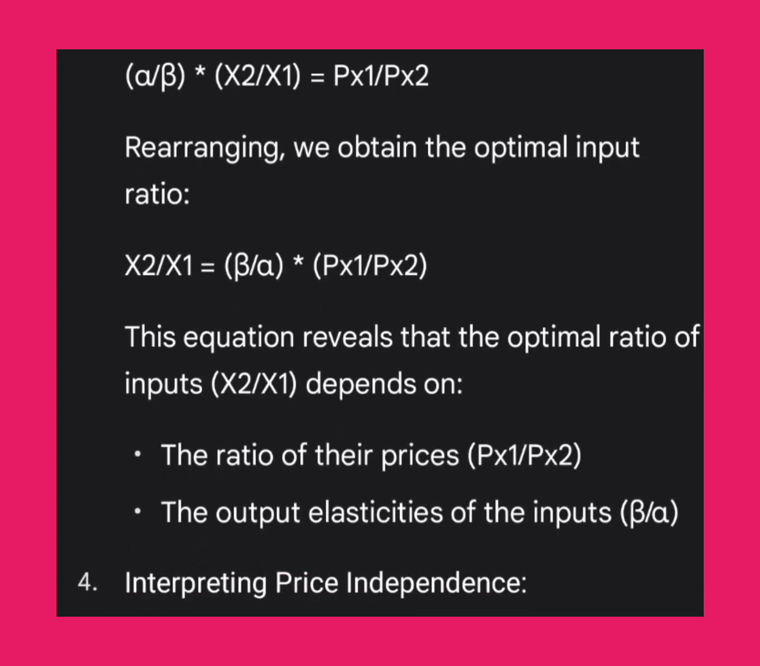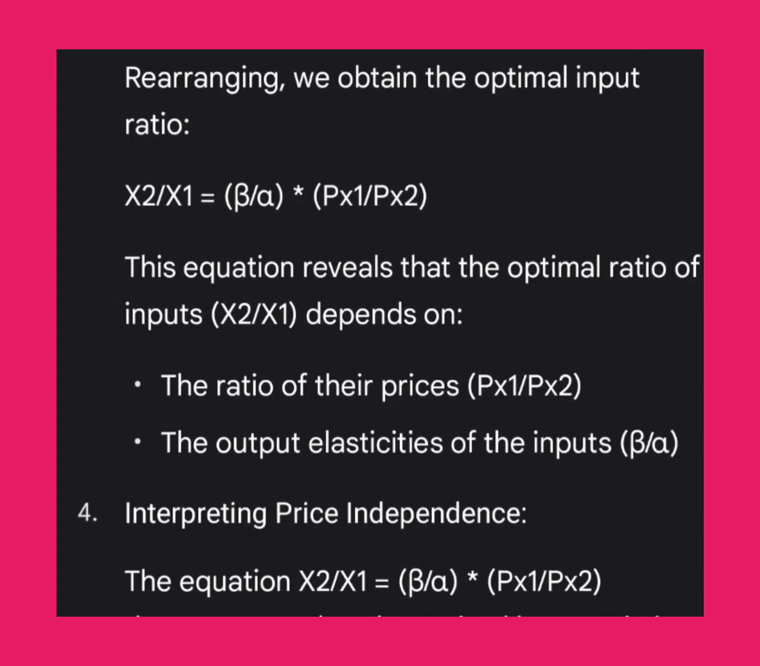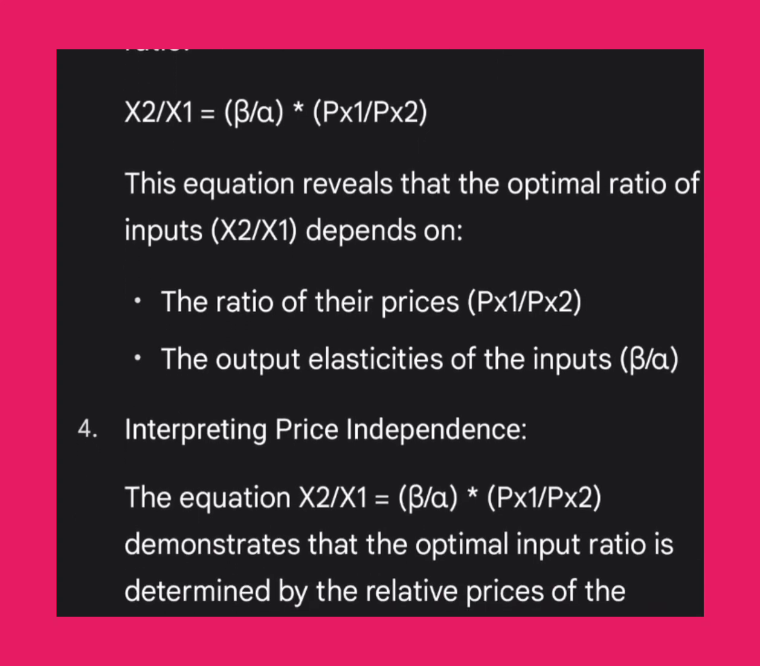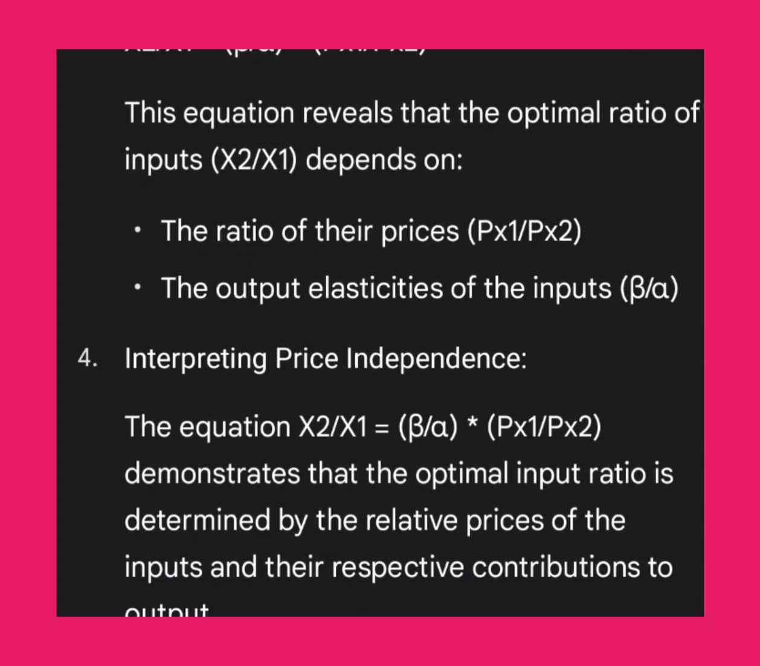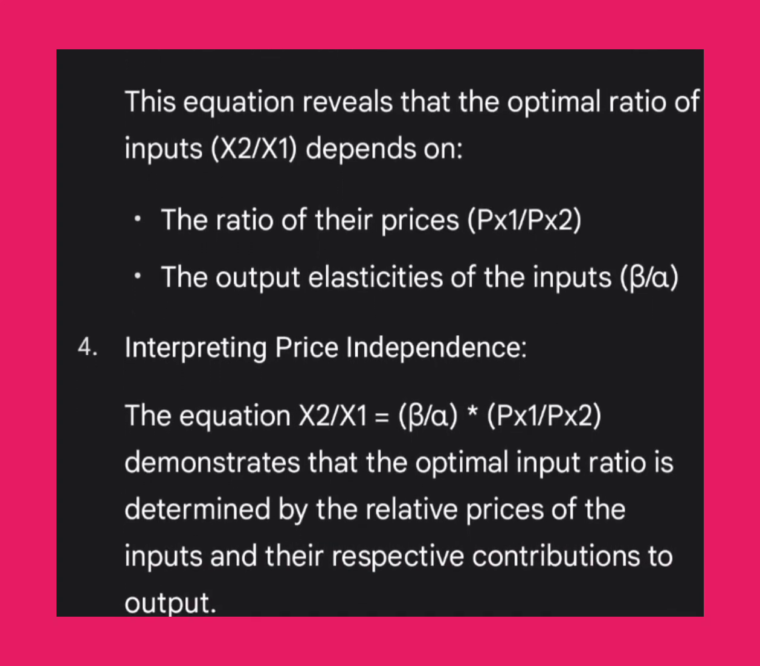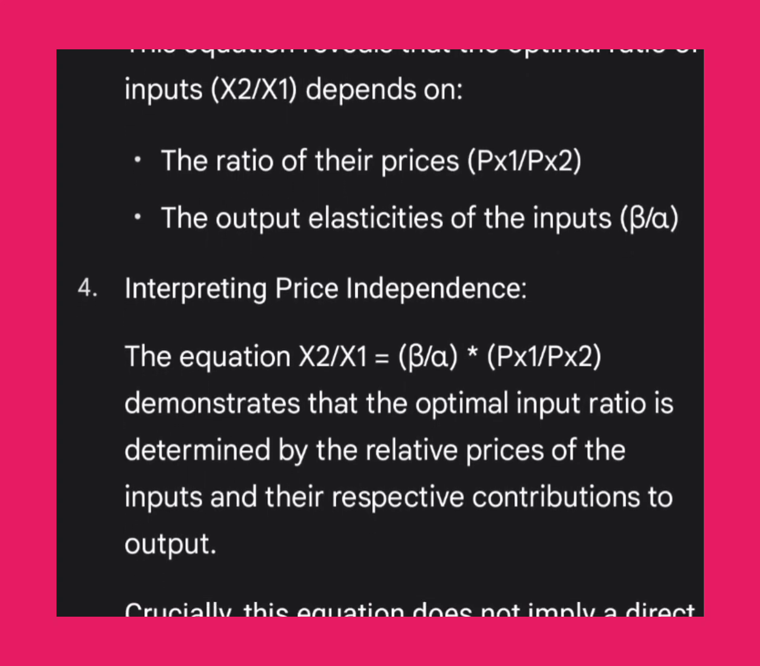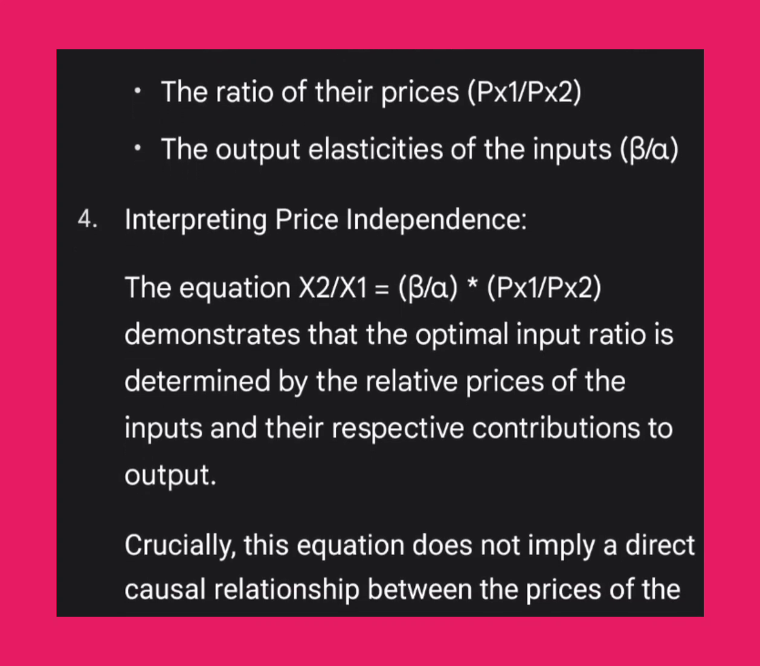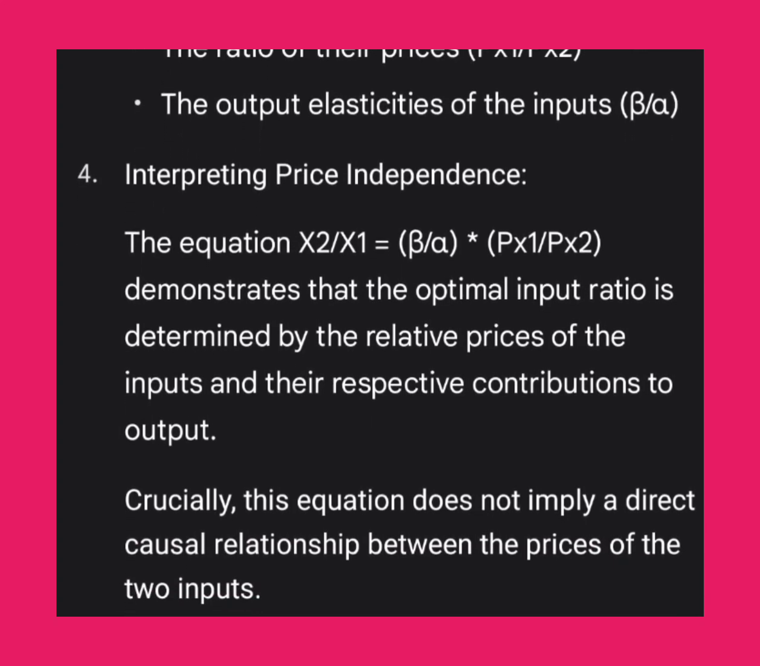Alpha/beta * x2/x1 equals Px1/Px2. Rearranging, we obtain the optimal input ratio. x2/x1 equals beta/alpha * Px1/Px2. This equation reveals that the optimal ratio of inputs, x2/x1, depends on the ratio of their prices, Px1/Px2, and the output elasticities of the inputs, beta/alpha.